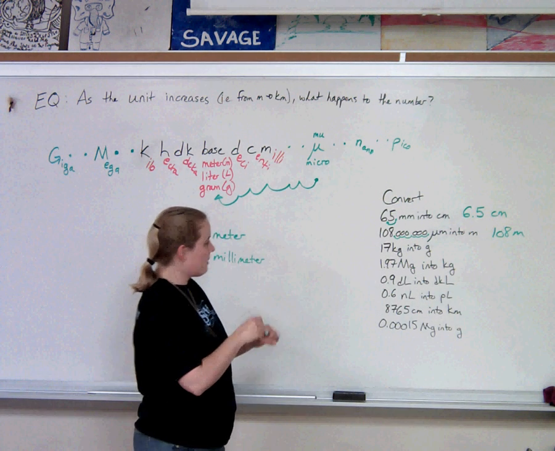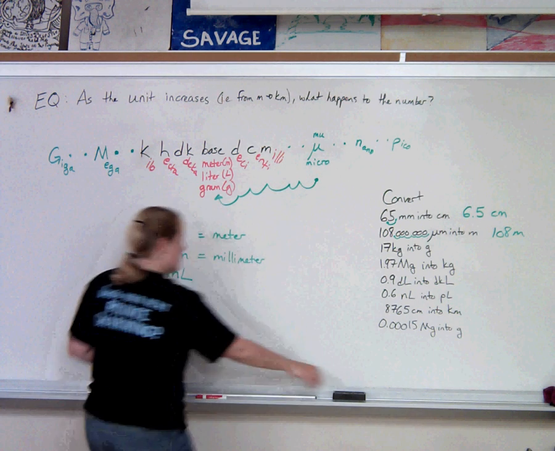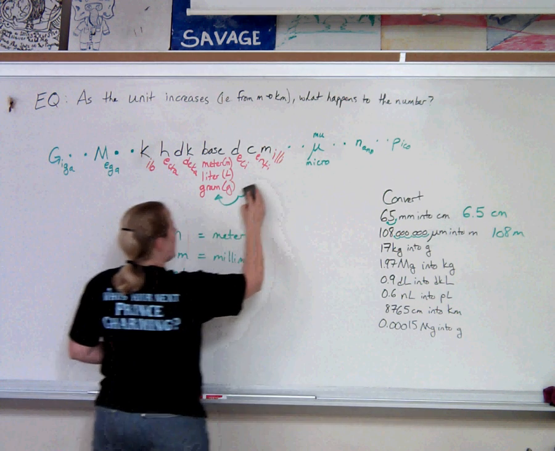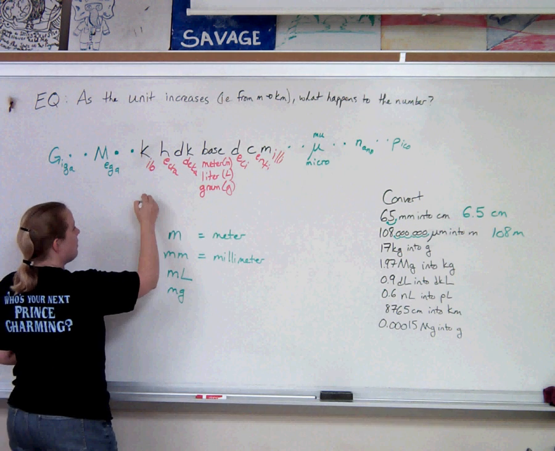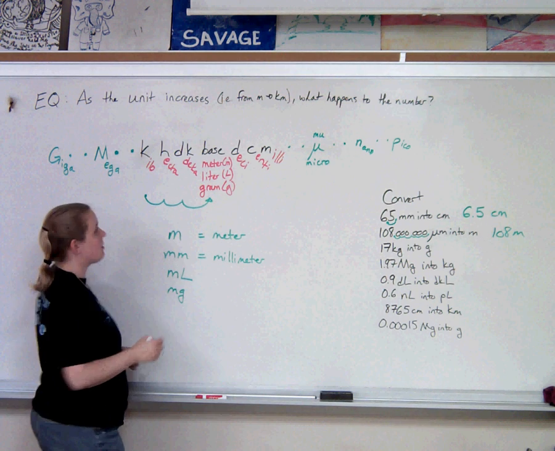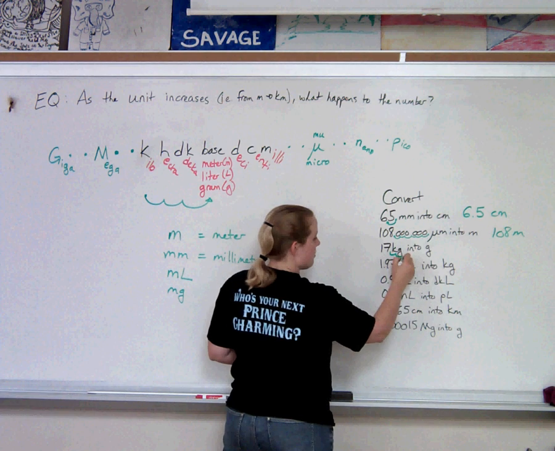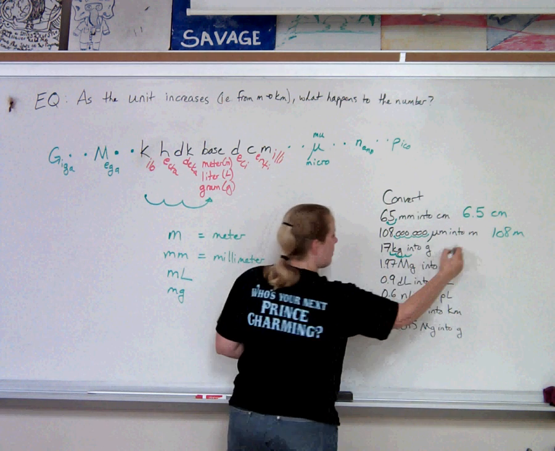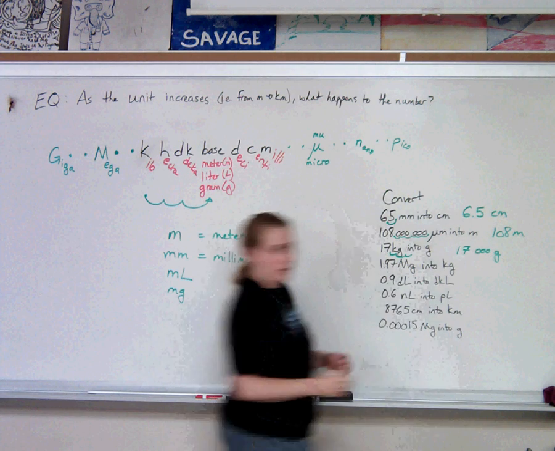Next one, 17 kilograms into grams. So we start off with kilograms, and we're going to move down our list into grams. So here's kilo. Then we go 1, 2, 3 spots to the right to get to grams. So therefore our decimal goes 1, 2, 3 spots to the right, giving us 17,000 grams.